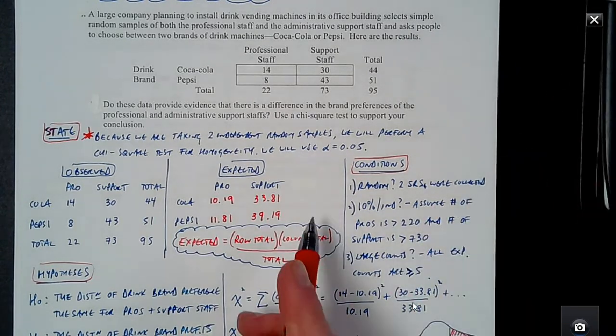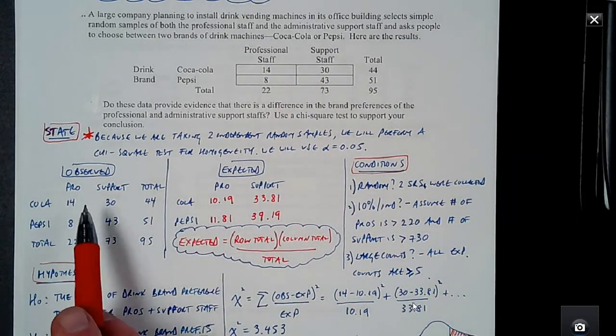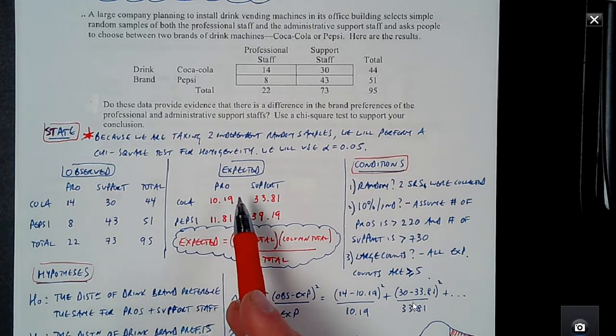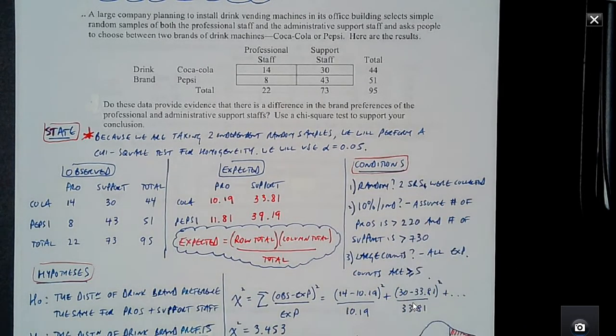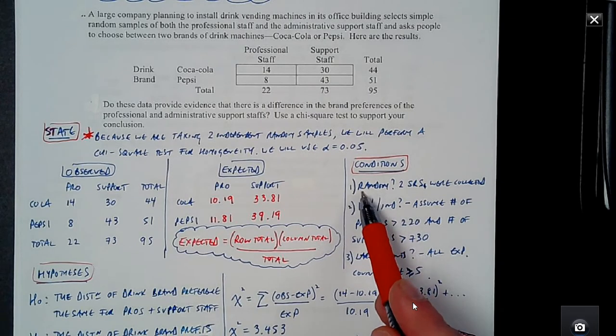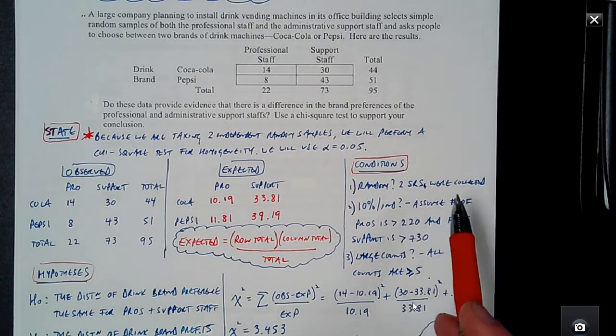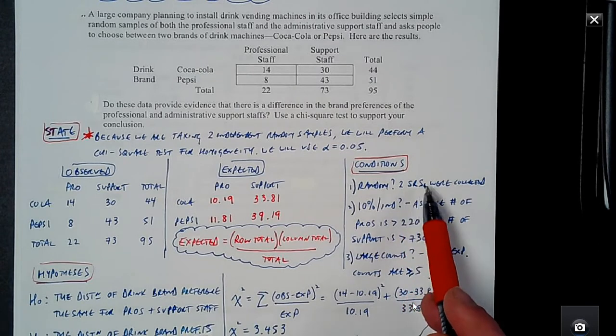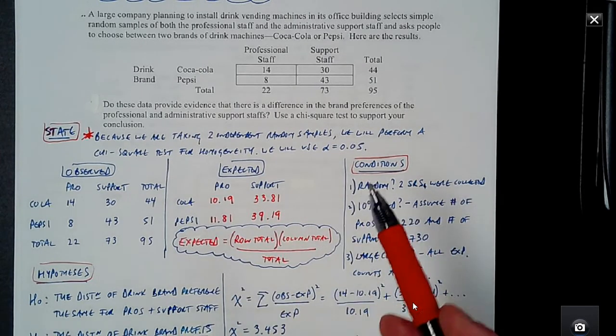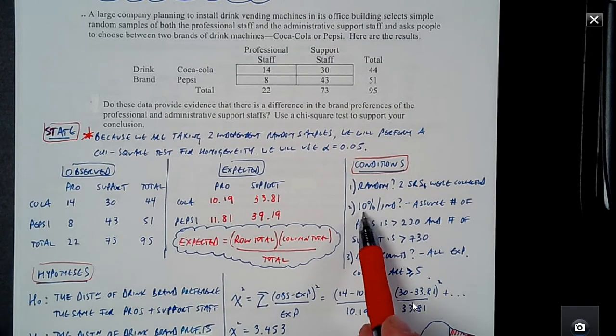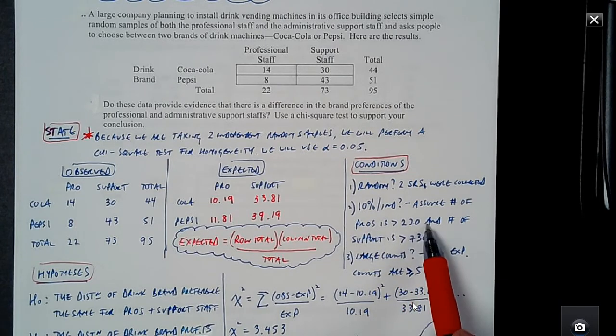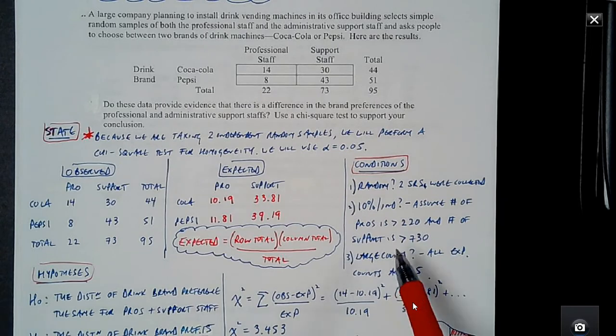All right, so once I've figured out all the expected values, remember, I'm trying to see if there's a difference between the observed counts and the expected counts every single time. But in order to do this test, I've got to make sure that my conditions are right. So number one, random, and that's for each group. So yes, a simple random sample was collected from each group. Was there a 10% independence check performed? Because I'm not replacing, I need to assume that the number of professional staff is greater than 220, which is, remember, 22 being 10% of that.